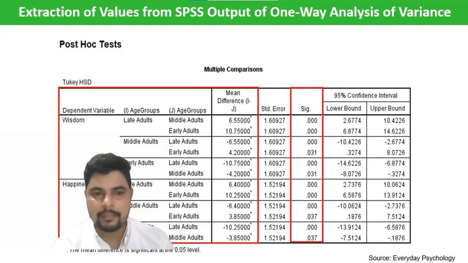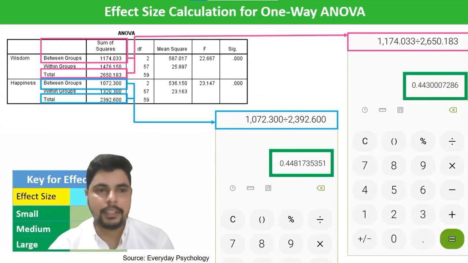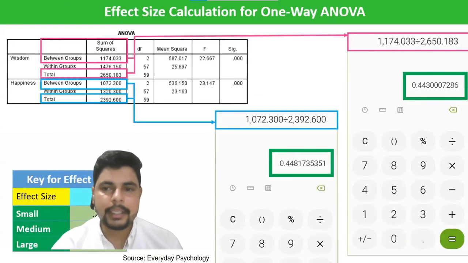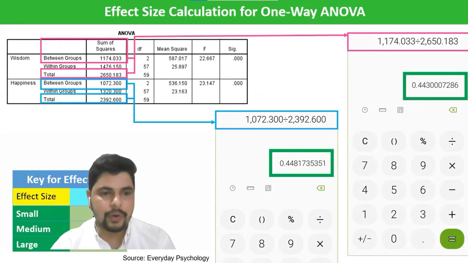For the dependent variable wisdom, the age group is late adulthood. You can see that late adulthood is our one group. It's compared with the other groups, that is middle adulthood and earlier adulthood. We just see the mean differences and the significance value. That's all. And then we move to our next step, which is to find the effect size. Basically, this is called eta squared.